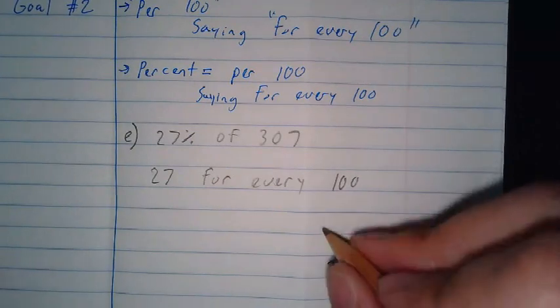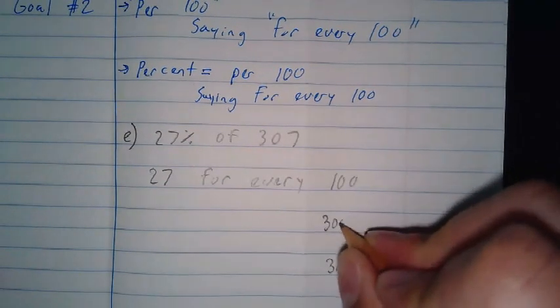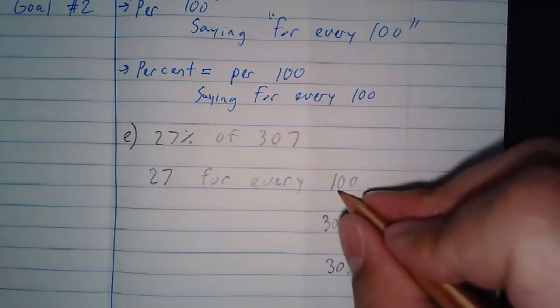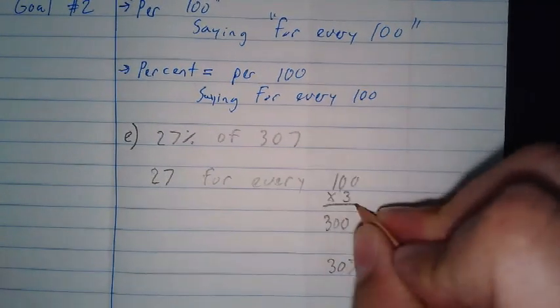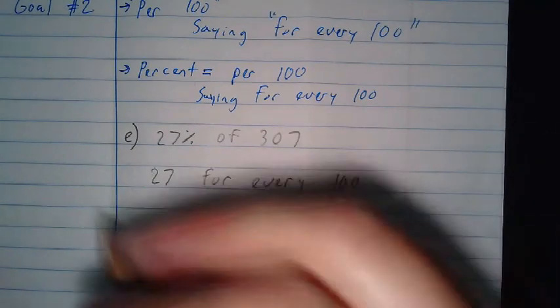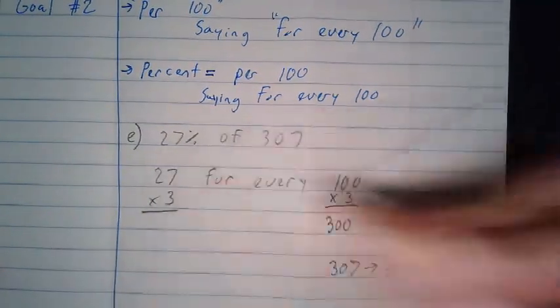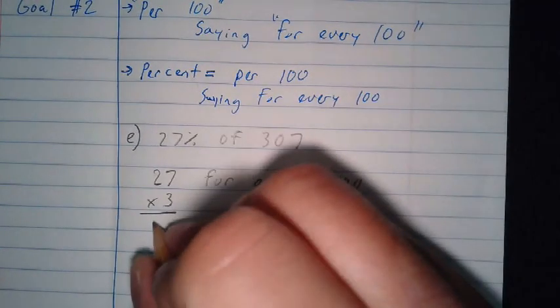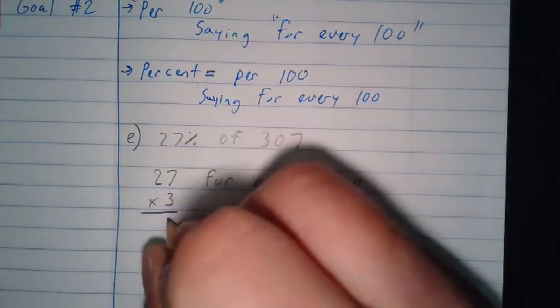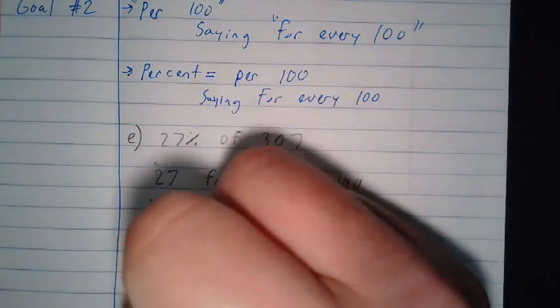So then the question you have to ask, okay, if I want 300 and I have 100, that means I have to multiply this by 3 to get 300. Well, guess what? You're going to do the same thing over here then. 27 times 3, which is what? Let's see. 3 times 7 is 21. 3 times 2 is 6 plus 2, 8. 81.